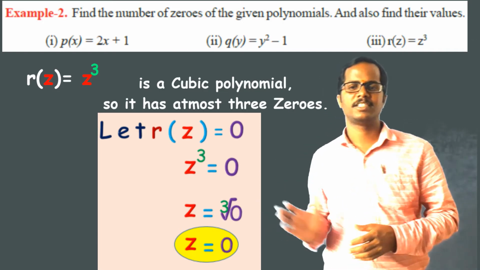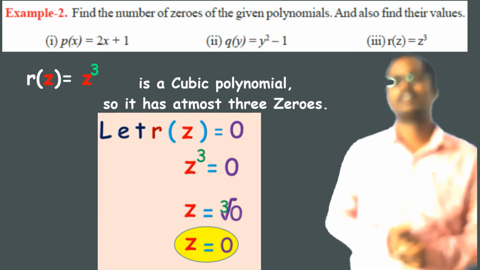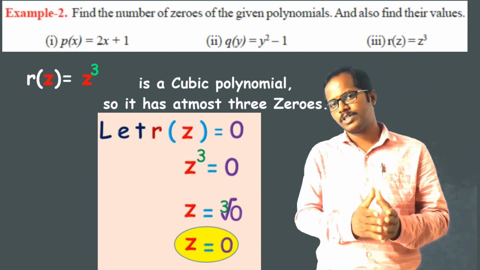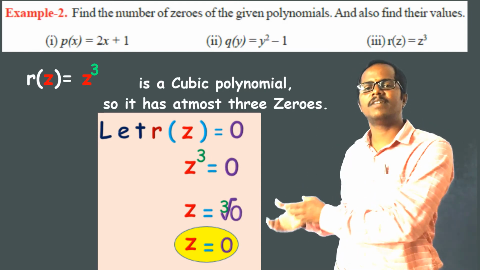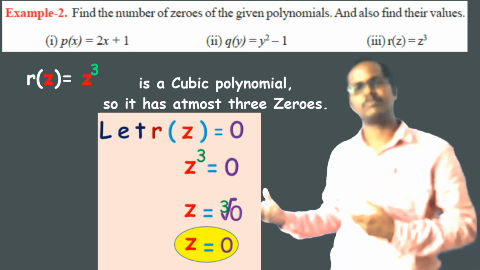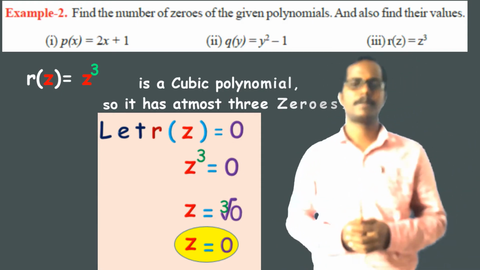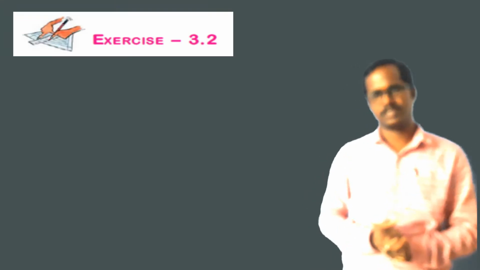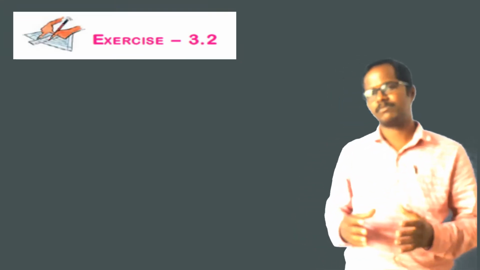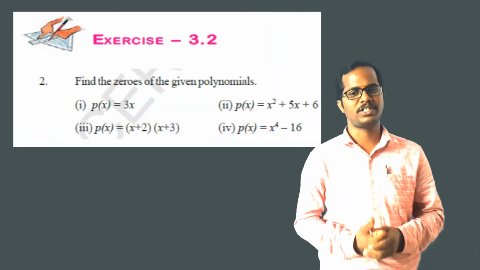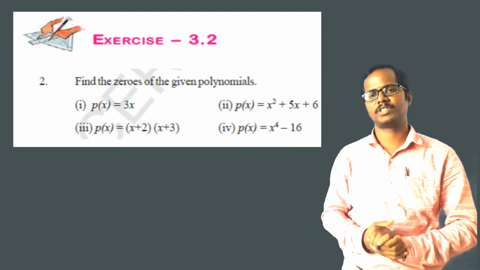So like this, to find the zeros of a given polynomial, first we need to take the polynomial value as 0 and then we need to solve for the variable so that we get the required zeros of that polynomial. So like this we have some problems in exercise 3.2. Let us see one problem from the second bit of exercise 3.2. So I am going to do the second problem from the second bit.